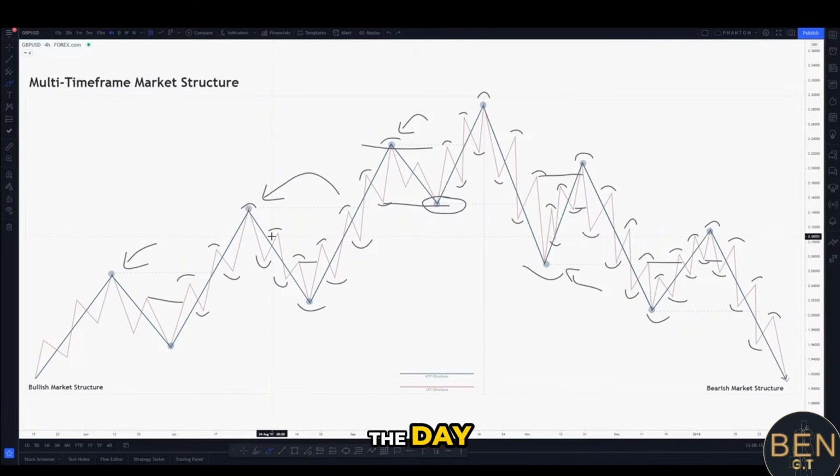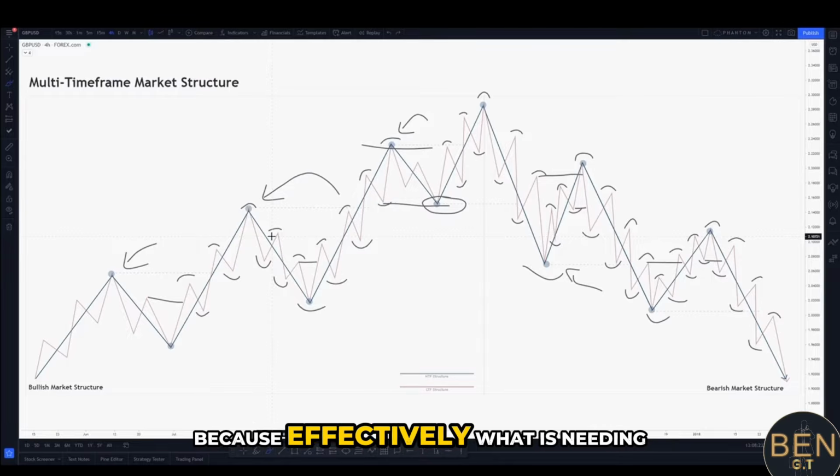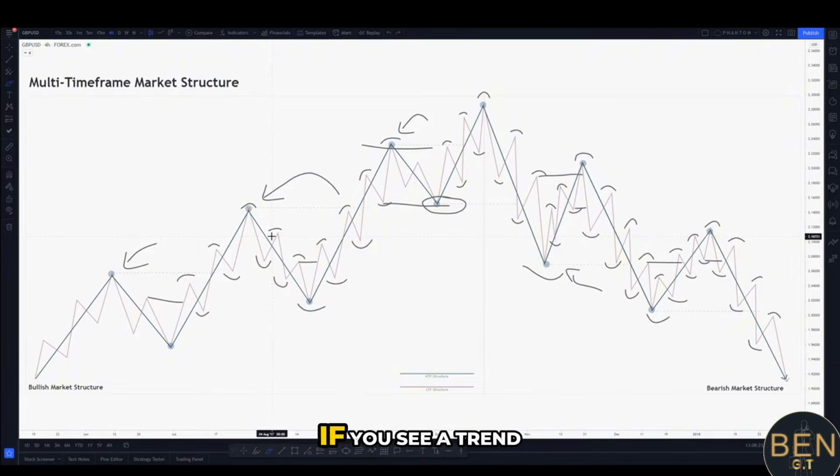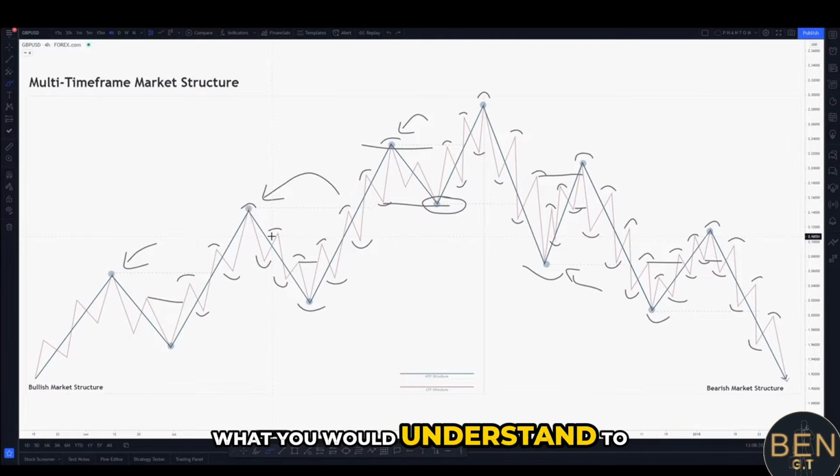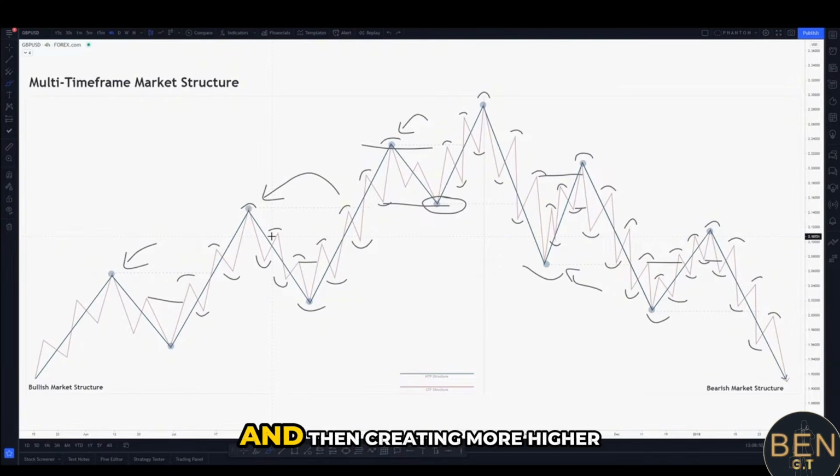But at the end of the day, the direction that's easier to find, follow, and navigate is the higher time frame trend, because effectively what is needing to happen is if you see a trend change on the daily chart, for instance, it's going to take a few days to actually build what you would understand to be a trend change. Whereas if you're looking at a 1 minute trend, you can see price creating higher highs and higher lows for a few minutes, and then creating a series of lower lows and lower highs for a few minutes, and then creating more higher highs and higher lows, creating that uptrend.